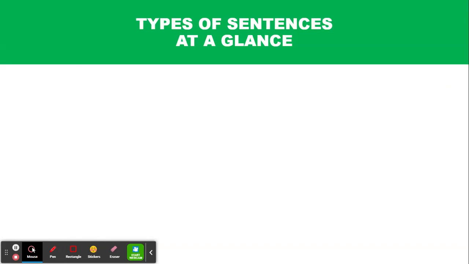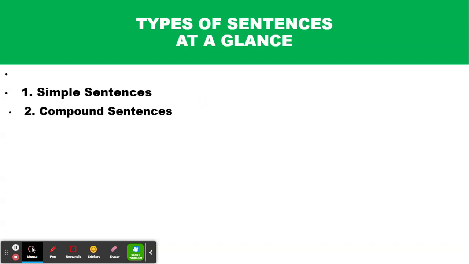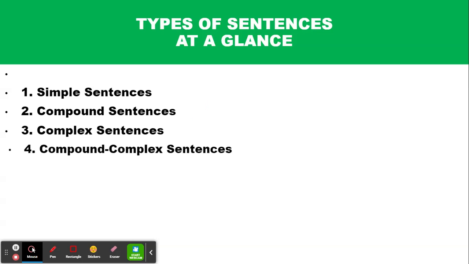Now let's look at types of sentences at a glance. We want to look at the 4 basic types. Of course, there could be up to 6 of them, but in this lesson, I want us to examine the 4 basic ones. Number 1, simple sentences. Number 2, compound sentences. Number 3, complex sentences. And number 4, compound complex sentences. So let's take them one by one.